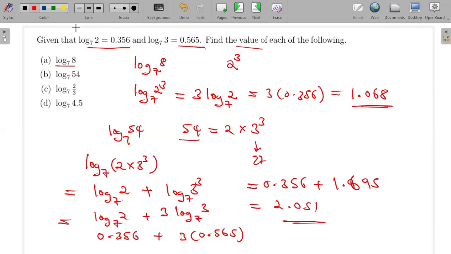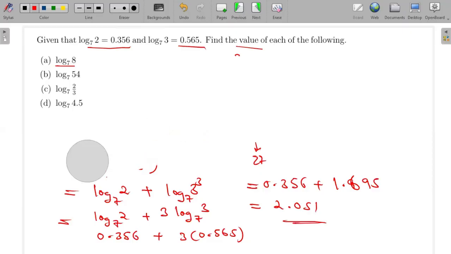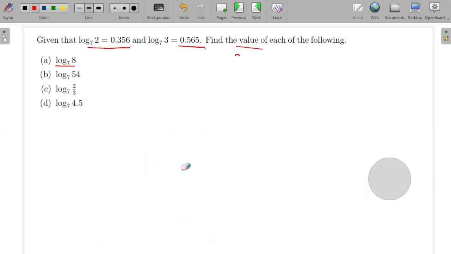All right, so as I said, if there's any question at any point, just feel free to unmute yourself, and then you can ask. All right, let us do the next one. So the next question tells us we have log base 7 of 2 over 3. Okay, so now here we have what?